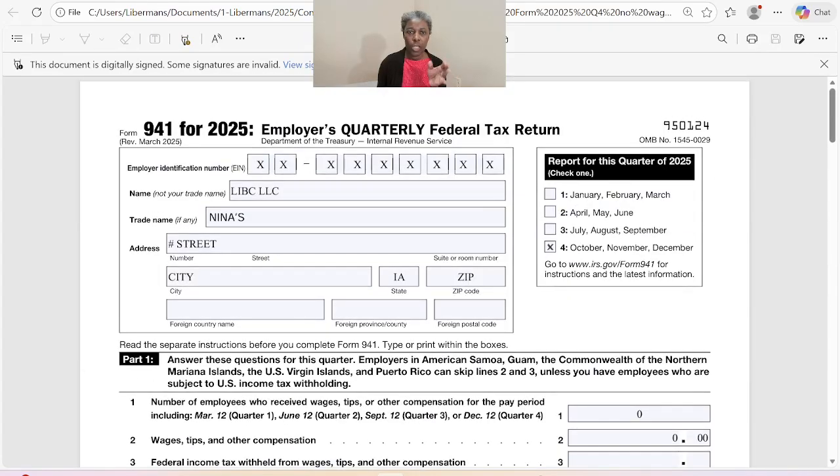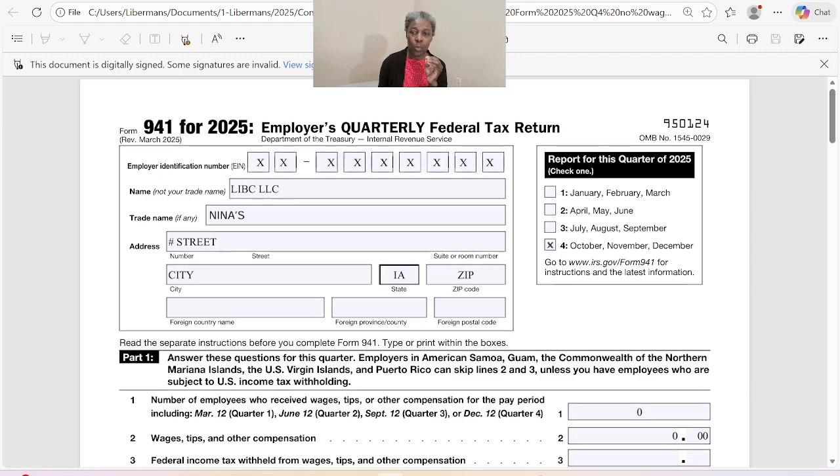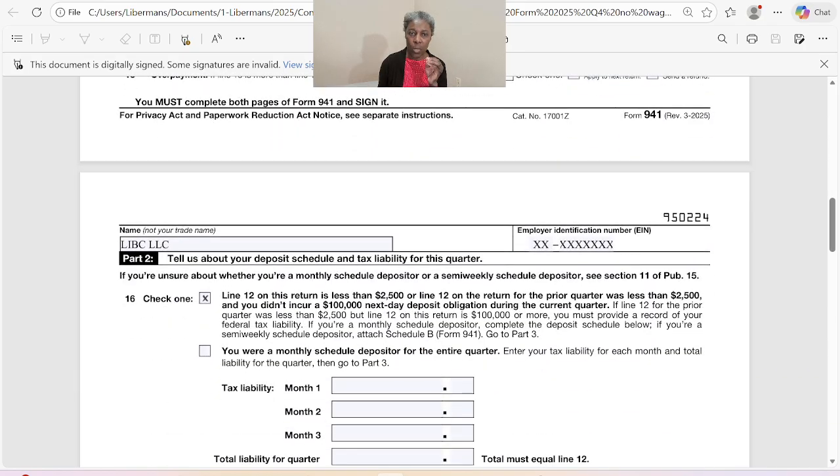Let's get to it. Form 941, 2025 Employer's Quarterly Federal Tax Return, Q4. You'll put your business EIN at the top. You'll put your business legal name, that's the name you used on your identification number application form. If you have a DBA, you'll put it under the trade name, and then your business address, city, state, and zip code. Your EIN and legal name go on page 2 as well.